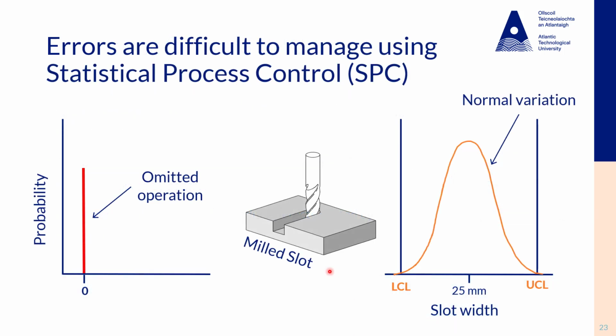So I'll give you an example. Let's say you're having an operator mill a slot here. It's got a 25 millimeter width. You have an upper control limit and lower control limit. So if the width of this slot is drifting too low or too high, you can pick that up. But if the operator omits to mill the slot, then that probability is either 0, it doesn't happen, or it does happen. So we might want to error proof that as well as using SPC.